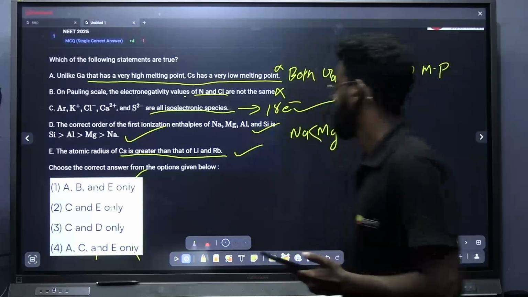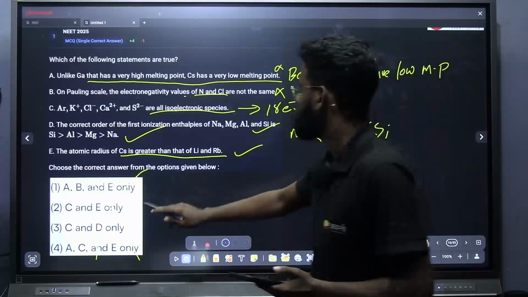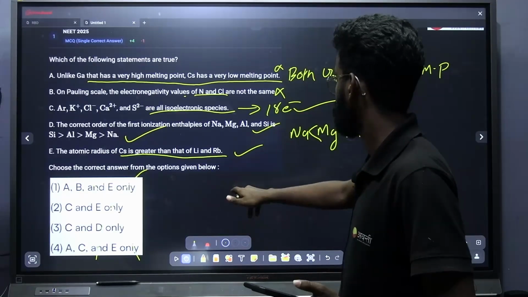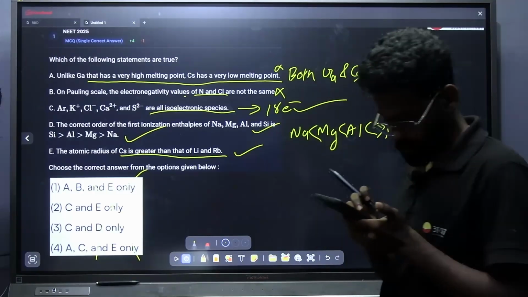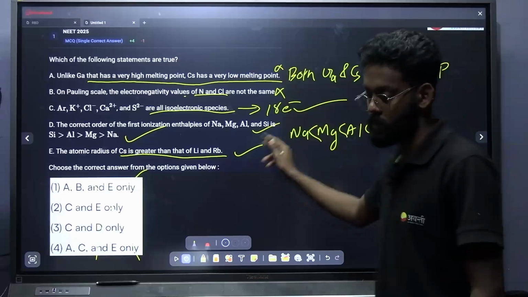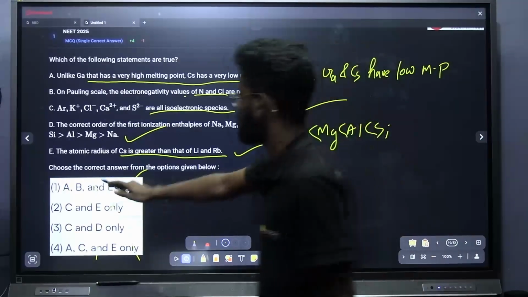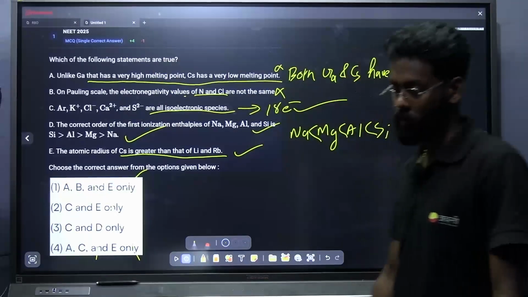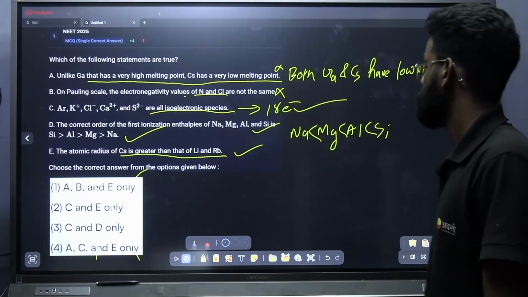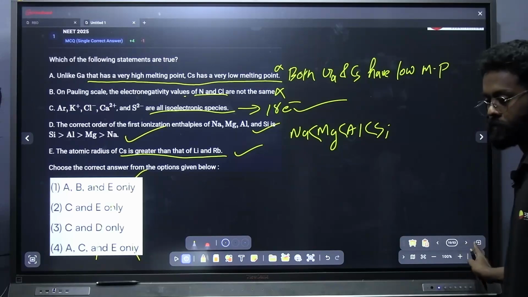Okay, you can take it. Or what about C and D? I think cesium. Yes. C, D is the only correct one. Okay, this is not the correct option for this question. Sorry for that. Okay, so these are the points of this question. Now I will be moving to the next question.